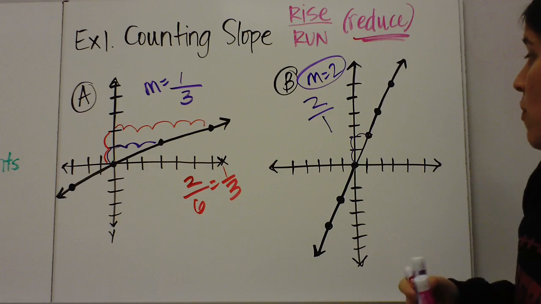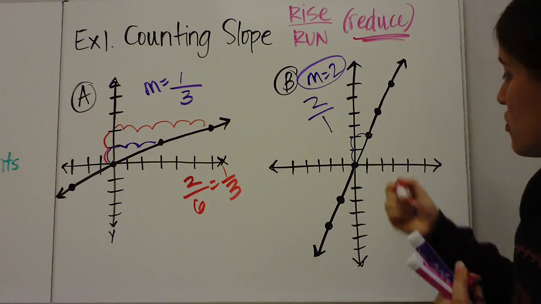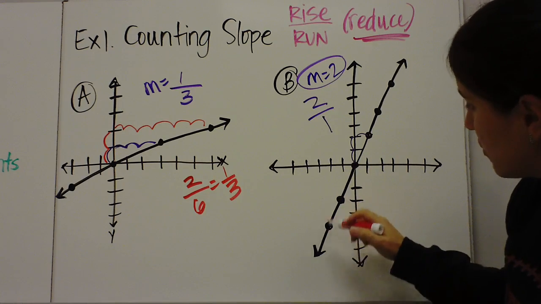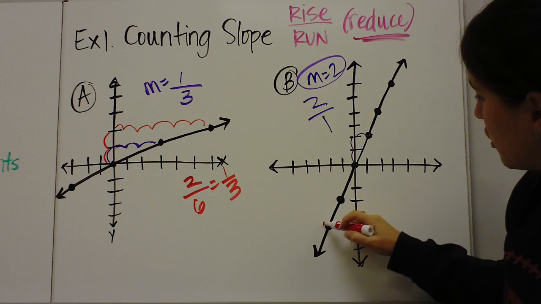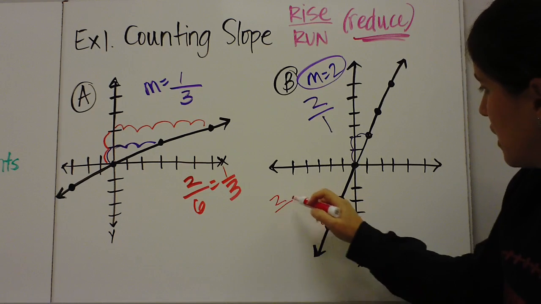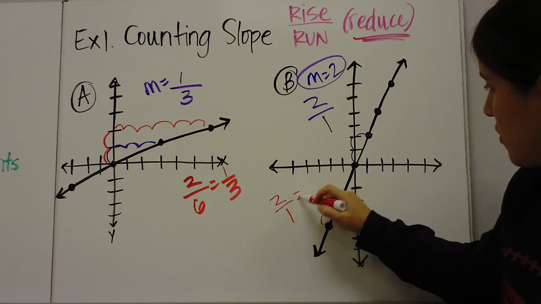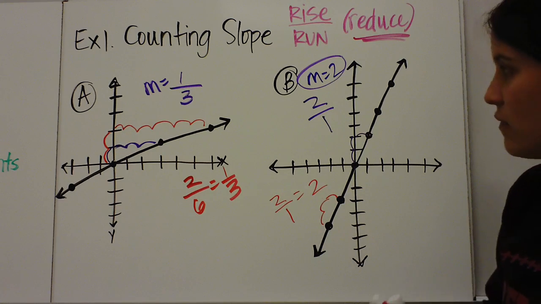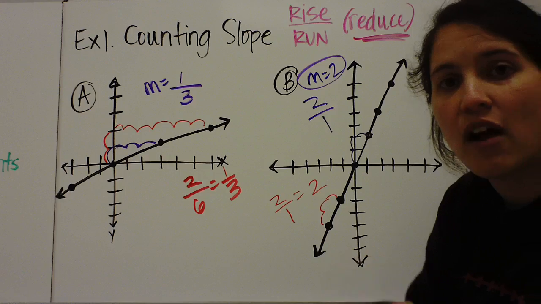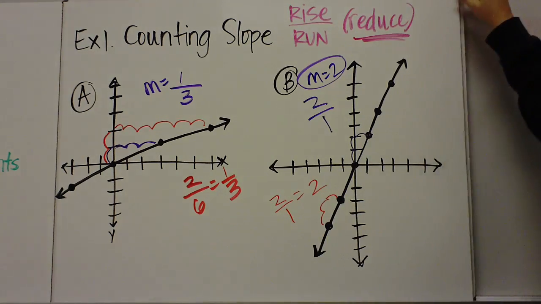I could pick any 2 points. I could pick these 2. I would go up 2, 1, 2, and then over 1, which is 2. So rise over run means you count up and then over.